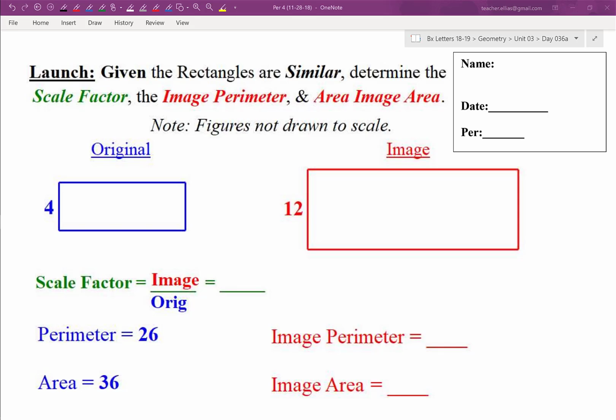That would be at least. But what does that equal? 3. That is one answer. That is your image perimeter? Scale factor. Now, if your original perimeter is 26, how are you going to use these to get that?